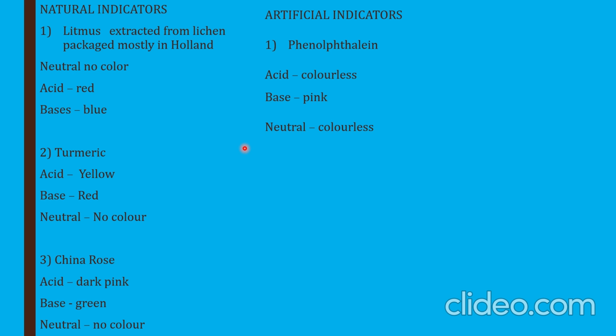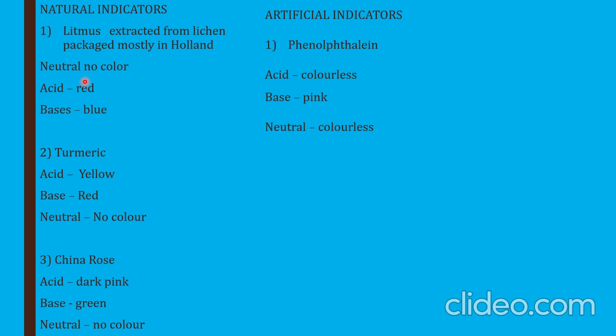Now there was the solution N. And then we brought the red litmus paper, we dipped it and it remained red. Okay. Next, we brought the blue litmus paper and dipped it, and it remained blue. So there is no change in color. So that's why it's neutral. So in acid, it changes into red, in bases blue, and in neutral, no color.